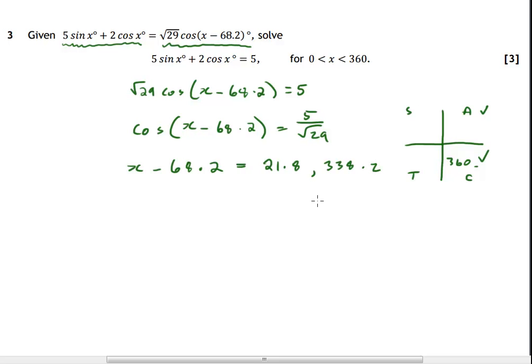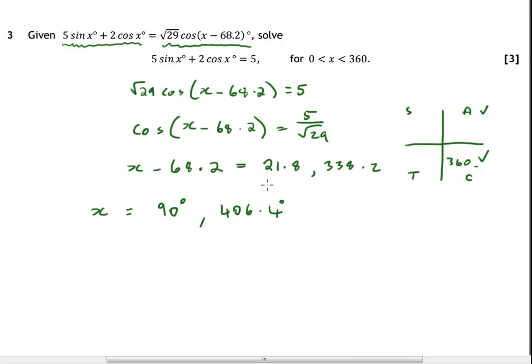338.2. And then to solve for x, we're looking at adding 68.2 onto both sides. So 68.2 plus 21.8 gives us an answer of 90 degrees, and then 68.2 plus 338.2 gives us an answer of 406.4. Now that should be ringing a few alarm bells, because 406.4 is obviously bigger than 360 degrees.